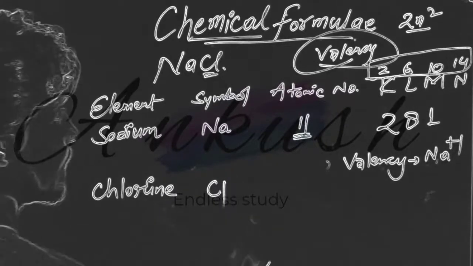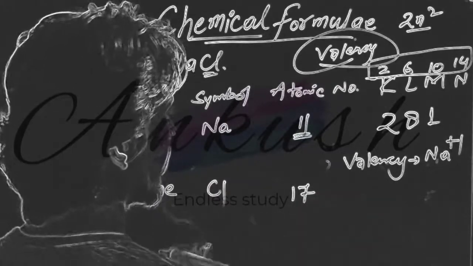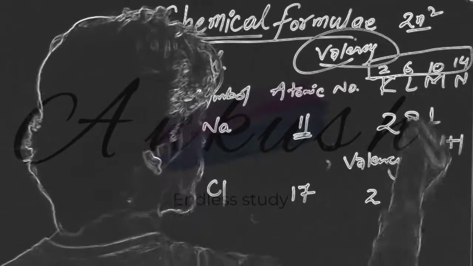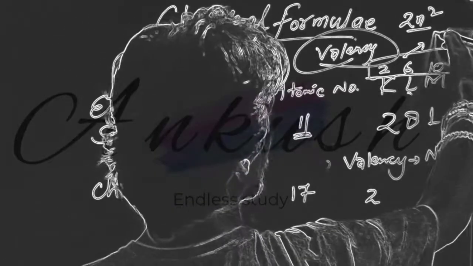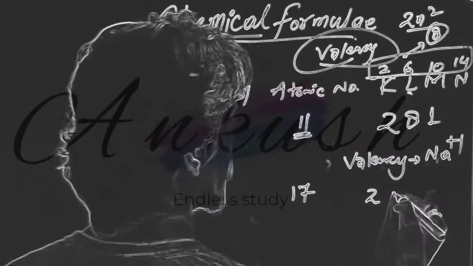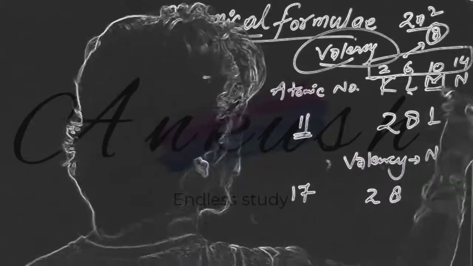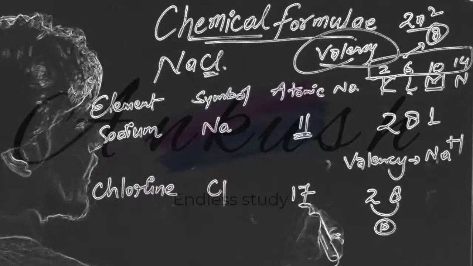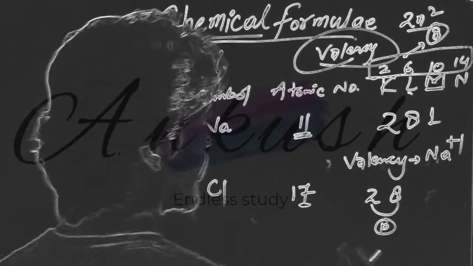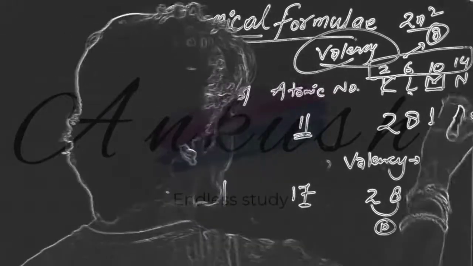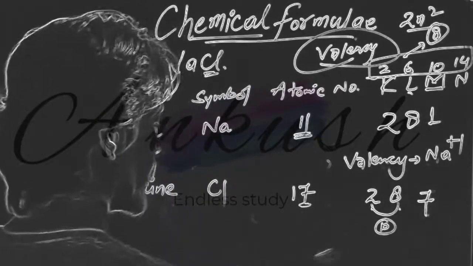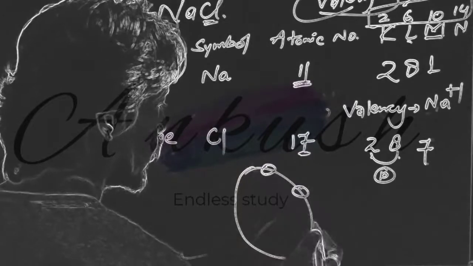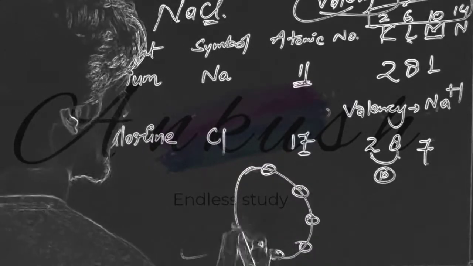Now the second element is chlorine, symbol Cl, atomic number 17. Then we go for KLMN, that is in K, 2. In L the maximum number of electrons that can be filled is 8. So 2, 8. Now we will go in M. How many have we filled? 10 electrons. How many do we have to fill? 17. Now 7 remaining, so 7 will go in M. 2, 8, 7. Now you see in the outermost shell there are 1, 2, 3, 4, 5, 6, 7.